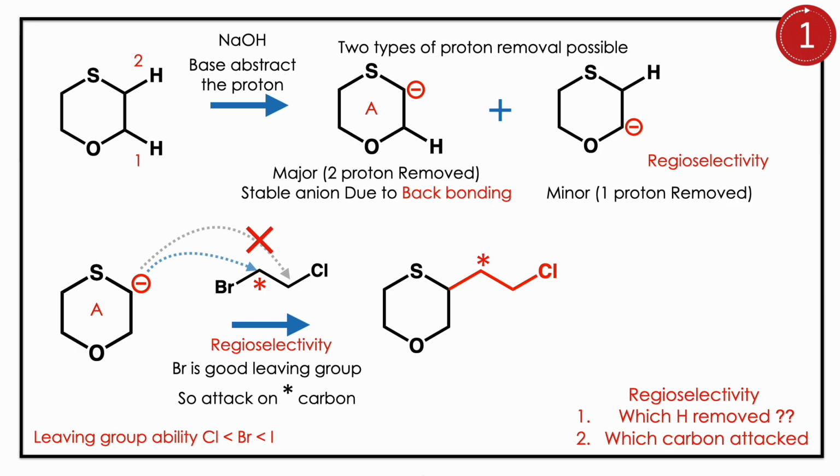Then the anion attacks. Which carbon will it attack, the bromine carbon or the chlorine carbon? The bromine carbon will be attacked because bromine is a good leaving group compared to chlorine. So it forms a new C-C bond. Here you achieve two regioselectivities. One is by hydrogen removal, another is by the leaving group ability of the bromine.